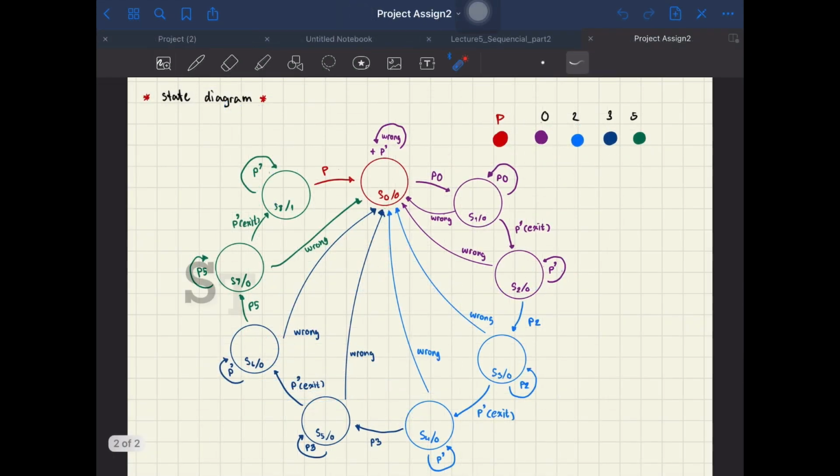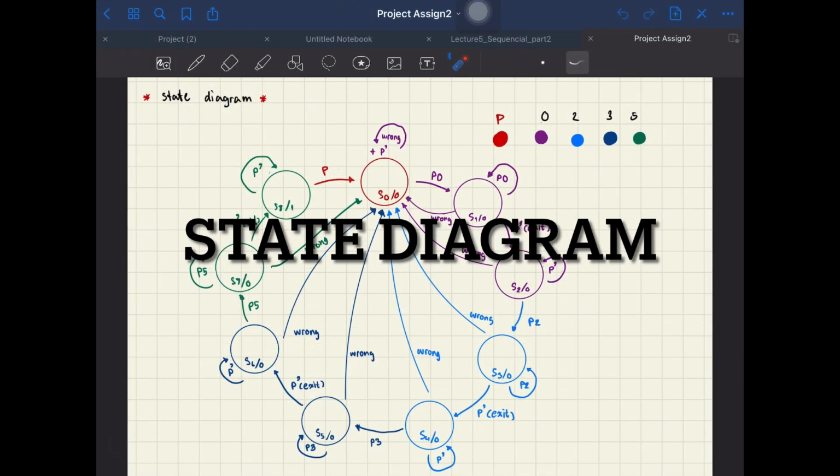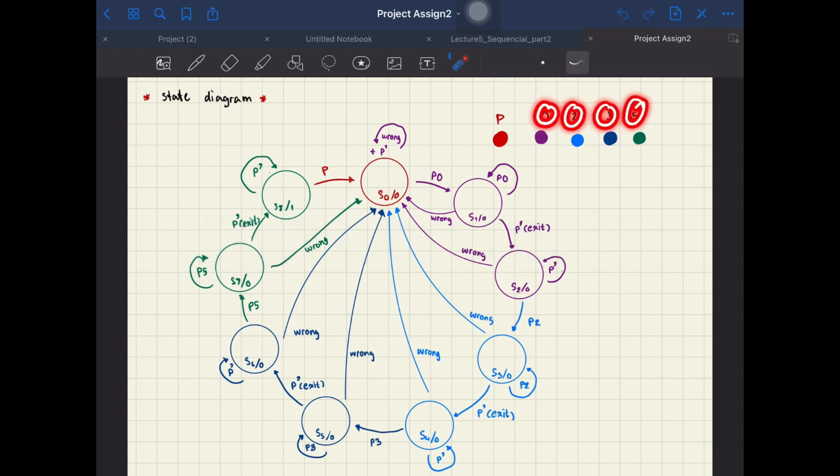So this is my state diagram. As I told you, my password is 0, 2, 3, and 5, and I will divide it into 4 digits. I will represent each digit with a color. The first one, 0, I represent with purple. 2, I represent with light blue, and 3, I represent with blue. 5, I represent with green.